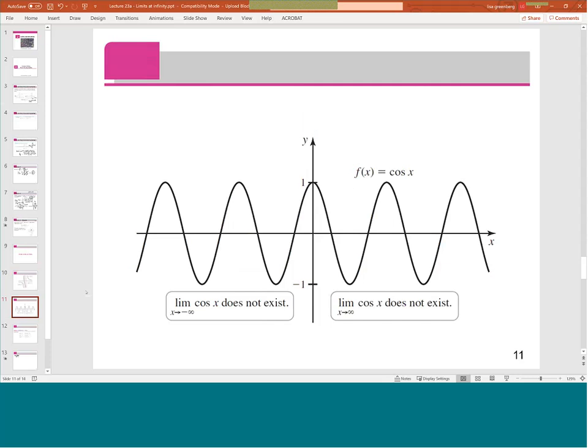And here we can see that the limit as x approaches positive infinity of a cosine graph, well, we don't have a horizontal asymptote. It's not going to any particular value. It's just oscillating back and forth. So it's not approaching any value at infinity or negative infinity. So this would not have a horizontal asymptote. Clear?